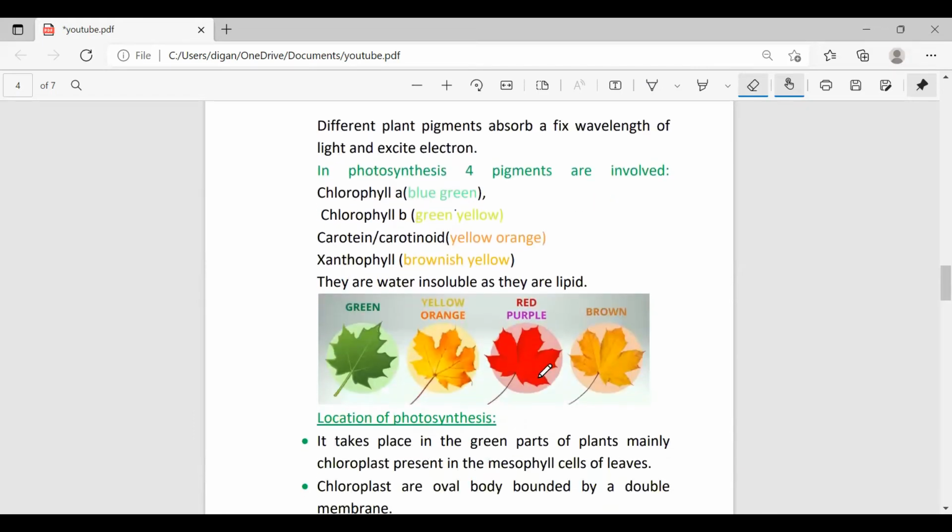For photosynthesis, mainly 4 types of pigments are essential: chlorophyll A, chlorophyll B, carotene or carotenoid, and xanthophyll. In your NCERT book, the term carotenoid is used. Carotene and carotenoid are the same thing. Chlorophyll A, which is blue-green in color, is the main pigment, whereas the other 3 pigments, chlorophyll B, which is green-yellow, carotene, which is yellow-orange, and xanthophyll, which is brownish-yellow, are known as accessory pigments. They help chlorophyll A in the process of photosynthesis.